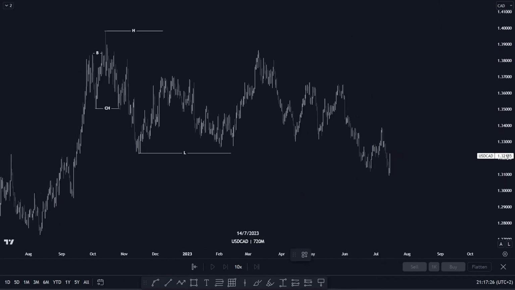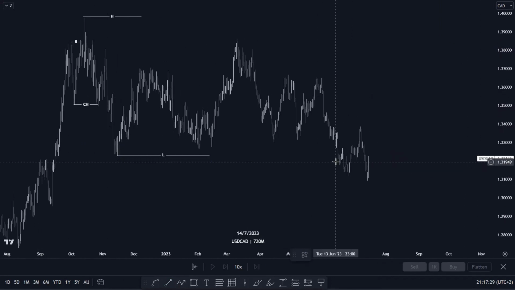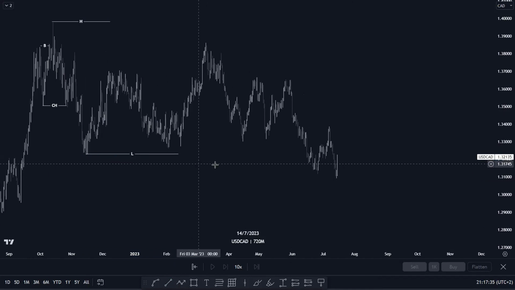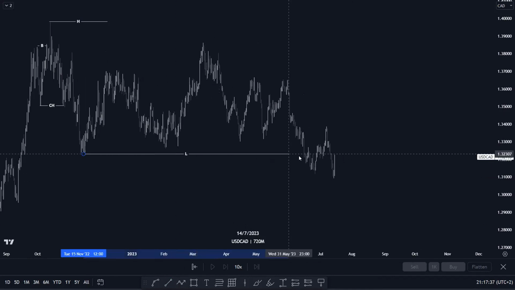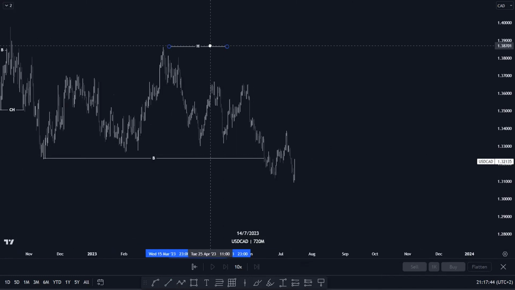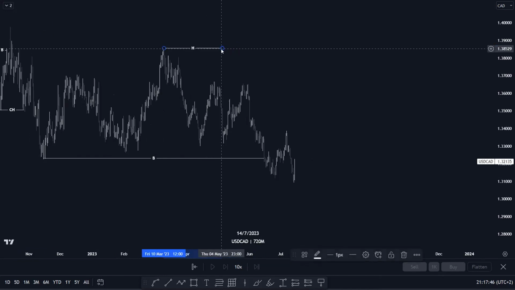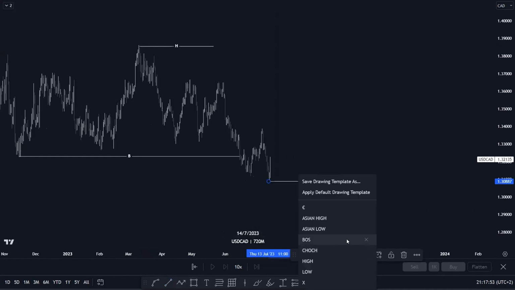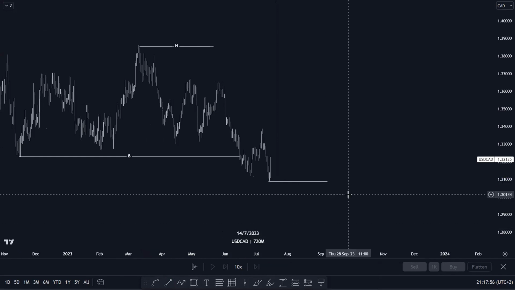Okay, so we just recently broke our low, meaning that we can confirm that we are in a downtrend. Okay, so now that we are confirmed in a downtrend, this here is going to be our break of structure, and now we can say that we are ranging between this high and this low. So price is ranging between this high and this low.